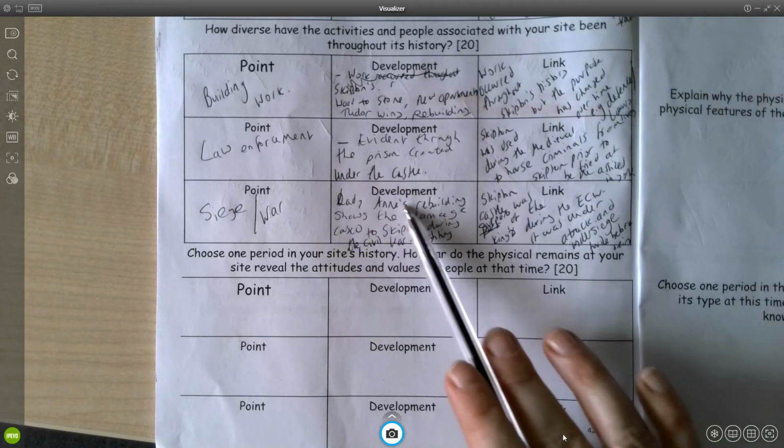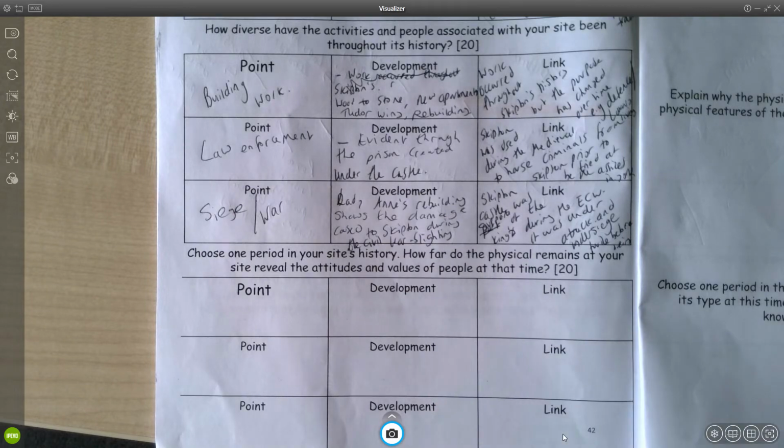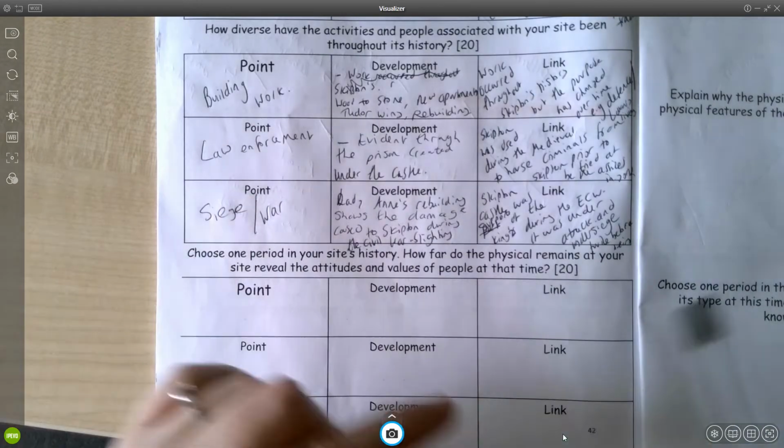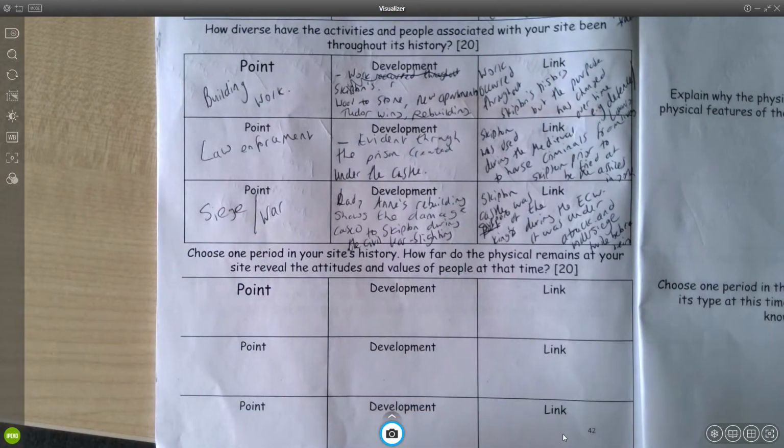So in the development, this is really where you put in the knowledge that you have about the castle. You could also, like I said, go for tourism, whichever of the points you feel you have the most information about in the exam. It's all about being able to explain the different activities associated with the site.